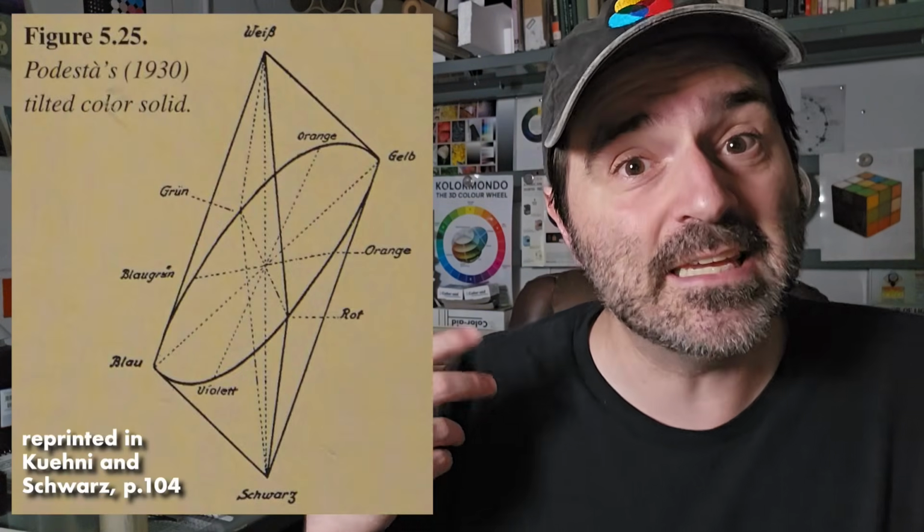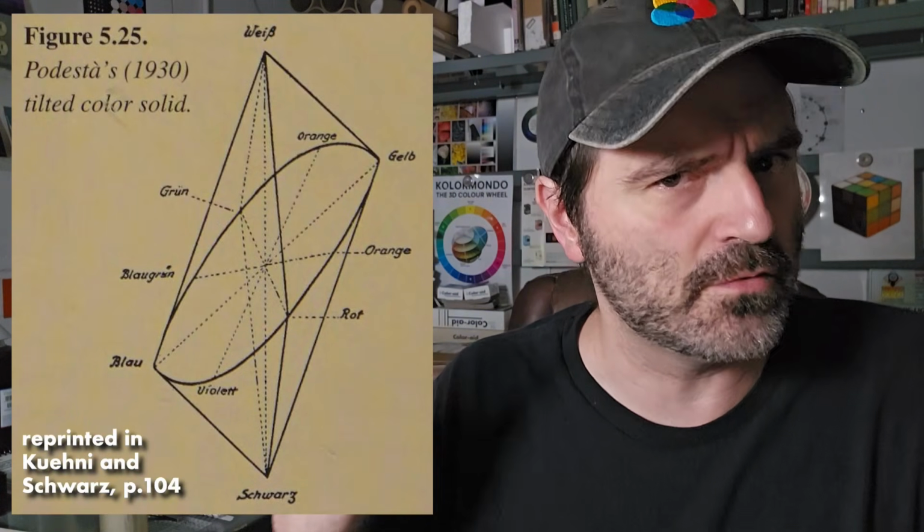the one on the physiological basis of color vision. And that volume was published in 1922. Then it seems Podestà wasn't done thinking about color and how to model it. 8 years later, he published his own ideas in Contributions to the Systematics of Color Sensations.